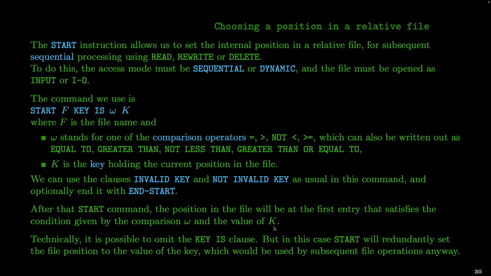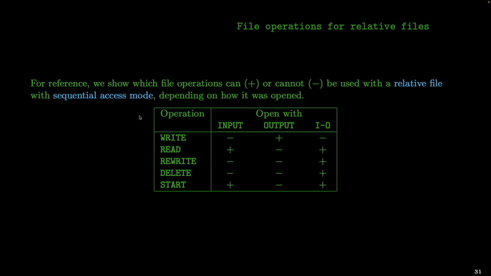And technically it is possible to omit this clause here, but in that case start will just set the position to the value of the key. So that is what it would do for subsequent file operations anyway. And again, for reference, I'll give you an overview of which operations are possible with the different modes to open the file. So pause the video to have a closer look at that.